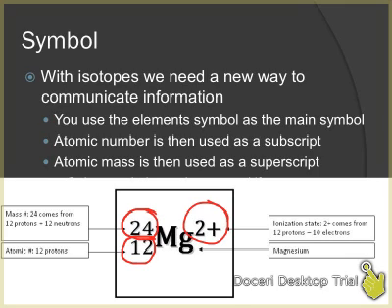So this is magnesium. Magnesium has a mass of 24. It has an atomic number of 12, and it has a charge. This one has a charge of 2 positive. So from all this information, we can figure out the number of protons, the number of neutrons, and the number of electrons.